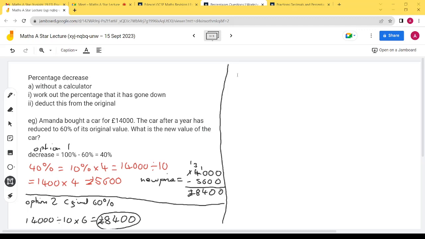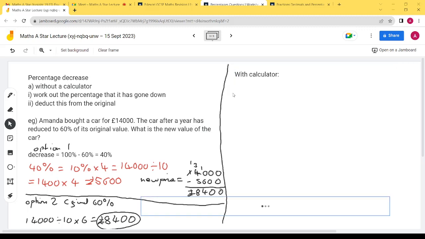Okay. So with calculator. So we've got, it's carrying on from the question we did with the calculator before. So, one sec actually.